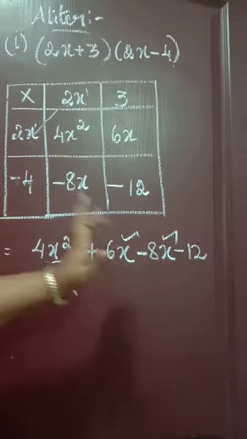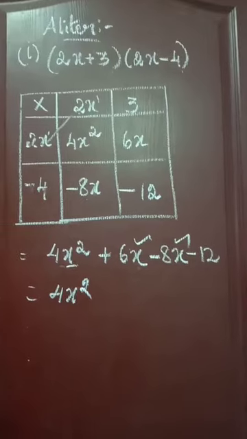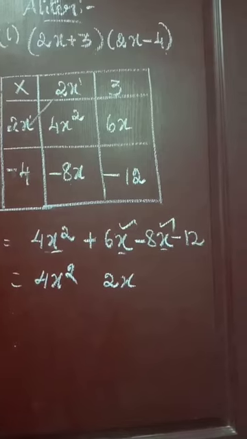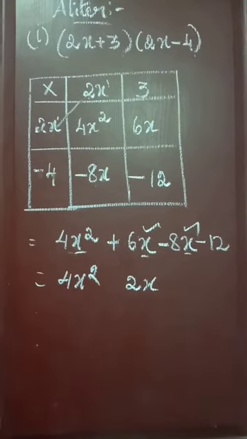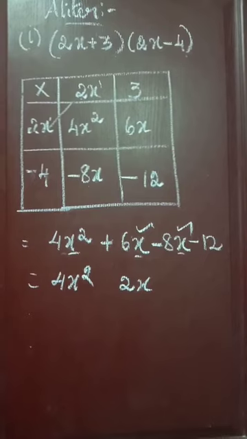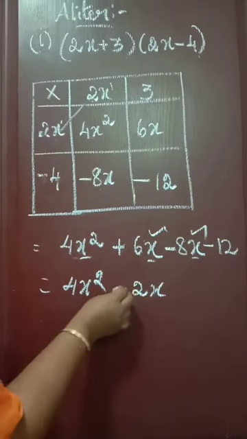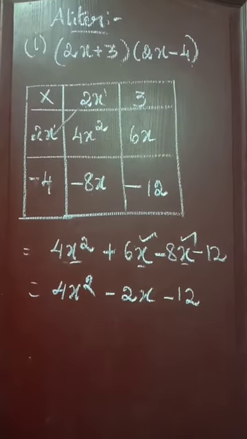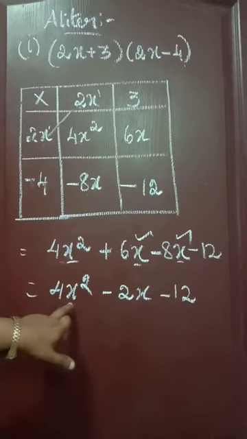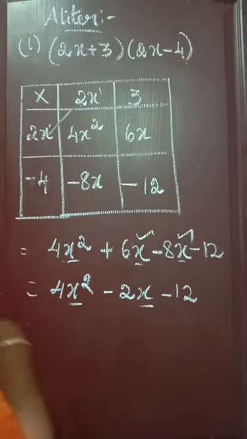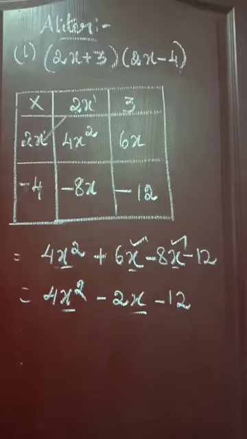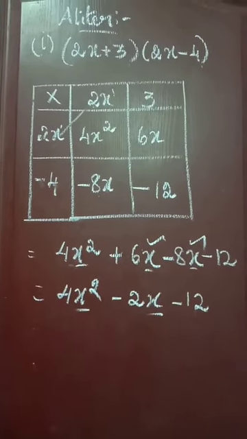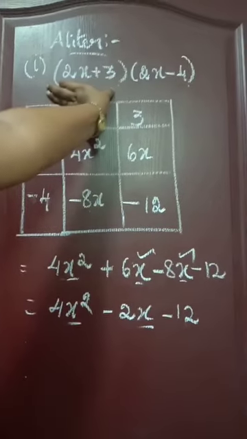8 minus 6. What is the answer of 8 minus 6? 2. Here x, so I write 2x. 8 is the biggest number. Before 8, what is the sign? Yes, before 8, minus is the sign. So I write minus. Last one, minus 12. Listen. First term is x square. Next term is x. Last term without variable. Unlike terms means you don't add or subtract. Listen, once again I teach the sum. This is the first bracket.